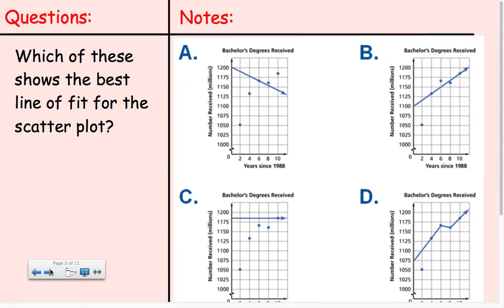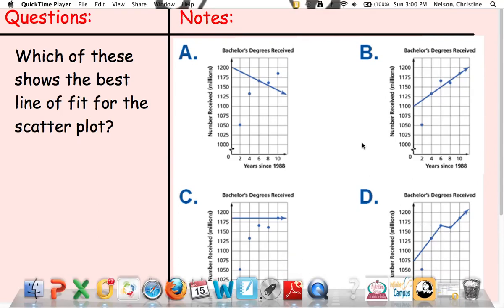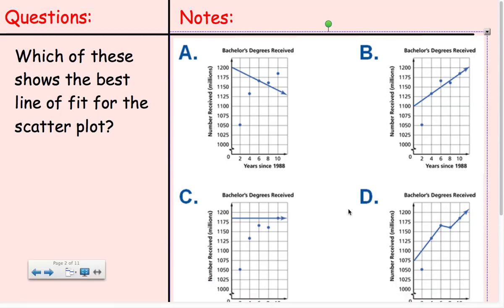Which of these shows the best line of fit for the scatter plot? So we need to look at A, B, C, and D to figure out which one has a line that goes through the data points and gives us a good idea of how the data is trending. If you look at letter A, our line is going down from left to right. It goes through one of the points, but a lot of the other ones are far away from the line. If I were to draw a line of best fit for this one, I think I'd be going up from left to right rather than down.